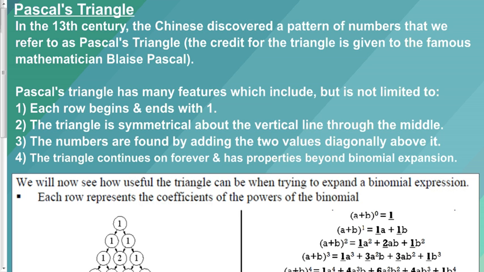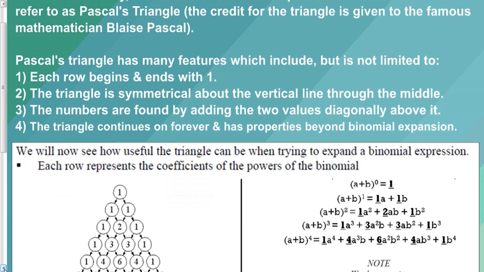Pascal's triangle was given credit for discovery by Blaise Pascal. He published it and showed a lot of properties of it. However, it was first discovered by the Chinese in the 13th century. It's a pattern of numbers that creates a triangle.